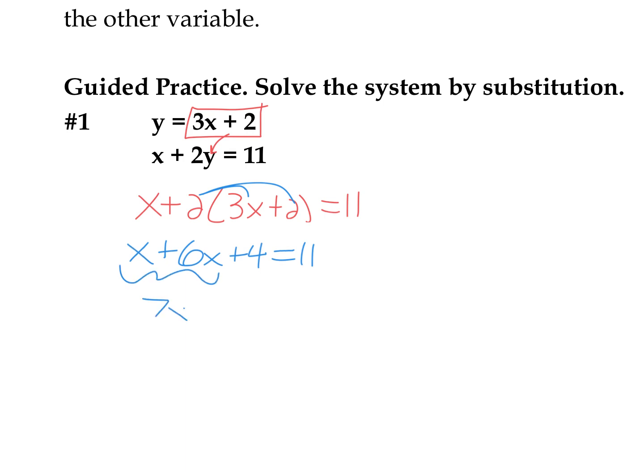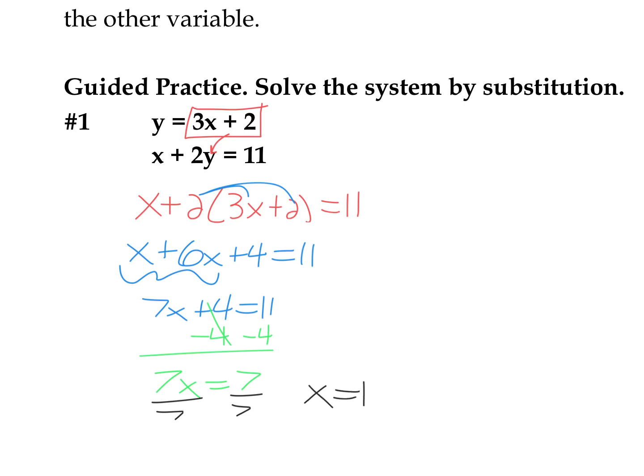I can simplify. I get 7x plus 4 equals 11. Then I can subtract 4 on both sides, and I get 7x equals 7. Then I divide by 7, and I get x equals 1. So we solved one of the equations for one of the variables. It was already done for us. Then we replace that into the other equation and solve for the value of the variable.